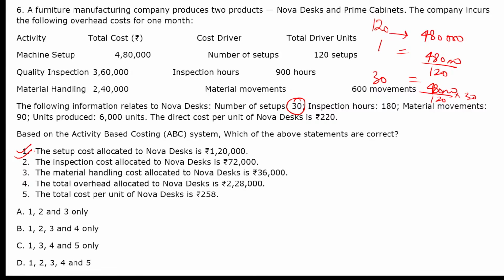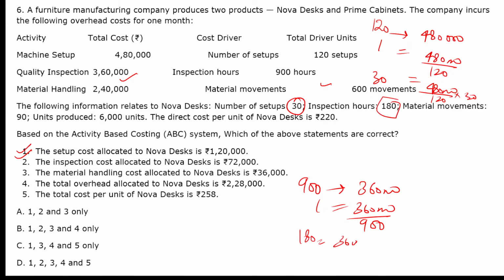The inspection cost allocated to Nova is 72,000. Inspection is 360, total is 900. For 900 hours, you have to pay 3,60,000. For 1 hour, you will pay 3,60,000 upon 900. For 180, how much will you pay? 3,60,000 divided by 900 into 180, which will be 400 per inspection. So 400 into 180 is 72,000. This is correct.